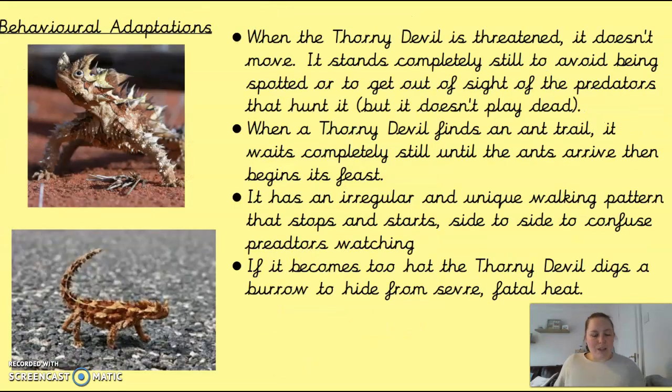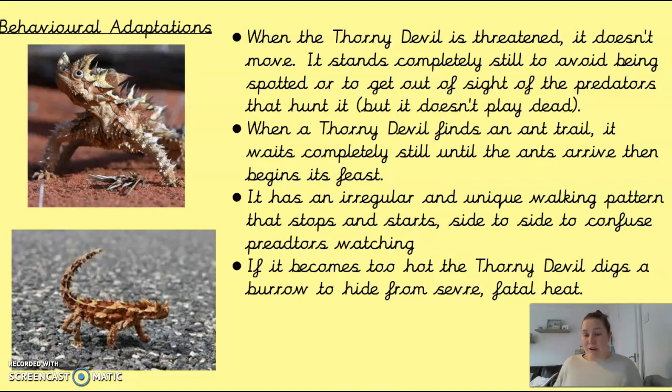Now, let's have a look at its behavioural adaptations. So these are the things, remember, that it does to survive. The other things were physical features it's born with to survive. So when it's threatened, it doesn't move. So if a predator is coming, it stands completely still to avoid being spotted. Now remember, it's got really good camouflage. So if it wasn't moving, it would be quite difficult to spot.